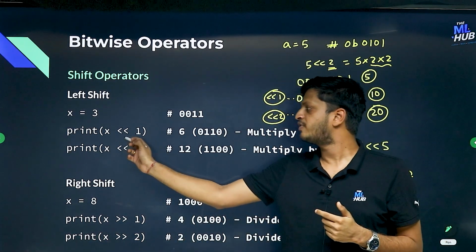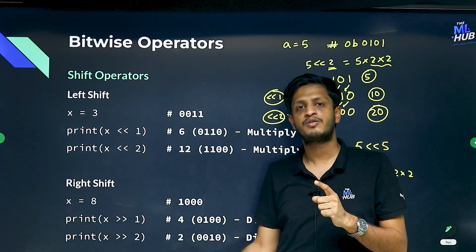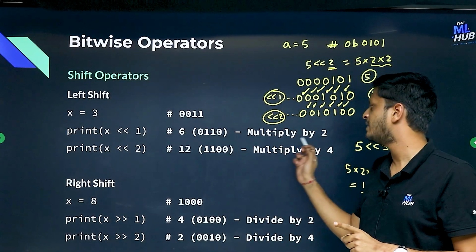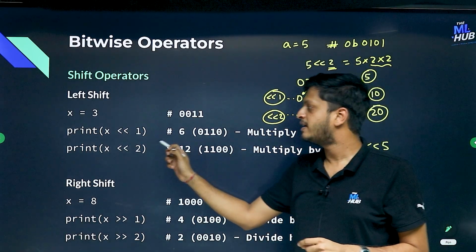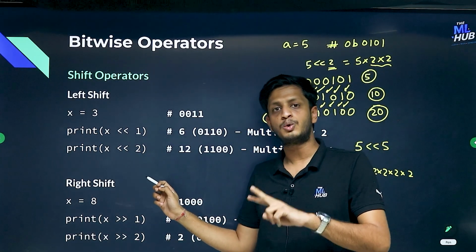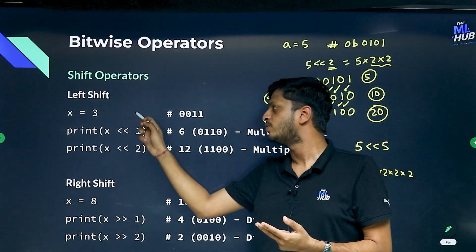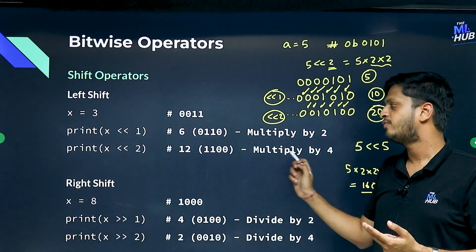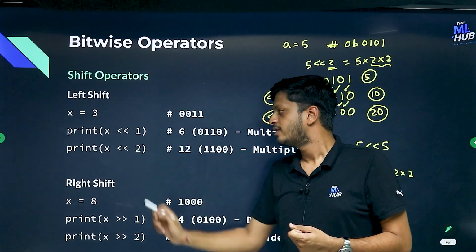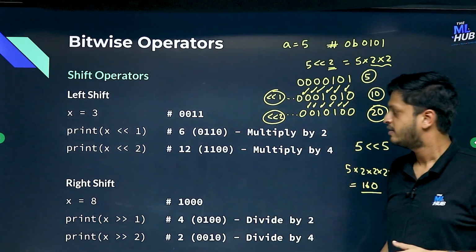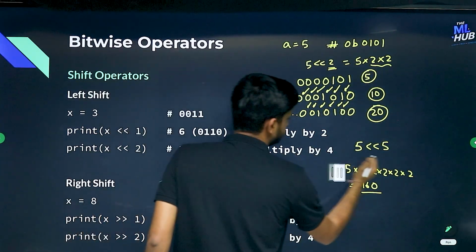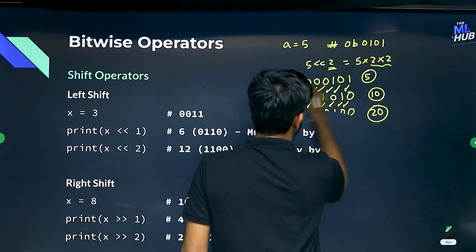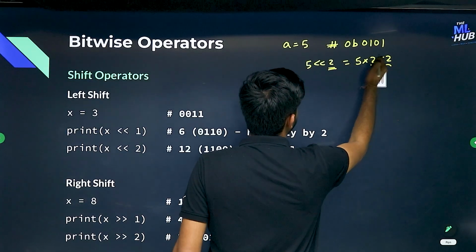So if you are left shifting it by 1, it means you are multiplying by 2 one time. So it is like multiplying by 2. So if the number was 3, it will become 6. And similarly, if you are left shifting it 2 times, you are multiplying 2 times. So 3 into 2 into 2, the answer will be 12. Okay. This is how left shift works. Now coming to right shift. Let us look at right shift now.